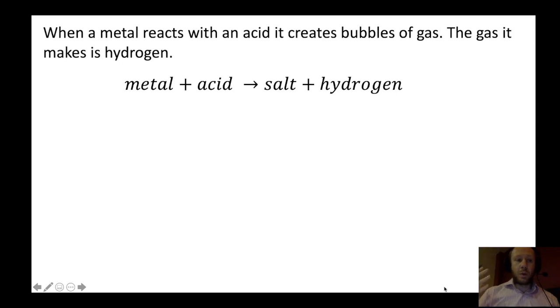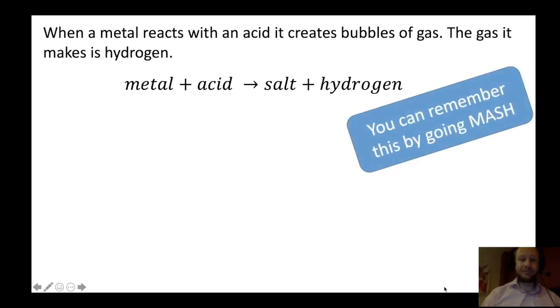Now, whenever we have a metal reacting with an acid, it will create bubbles of gas. And the gas that it makes is hydrogen. The general formula for this is a metal plus an acid makes a salt plus hydrogen gas. This is quite easy to remember. You just have to remember the term MASH: metal, acid, salt, hydrogen.